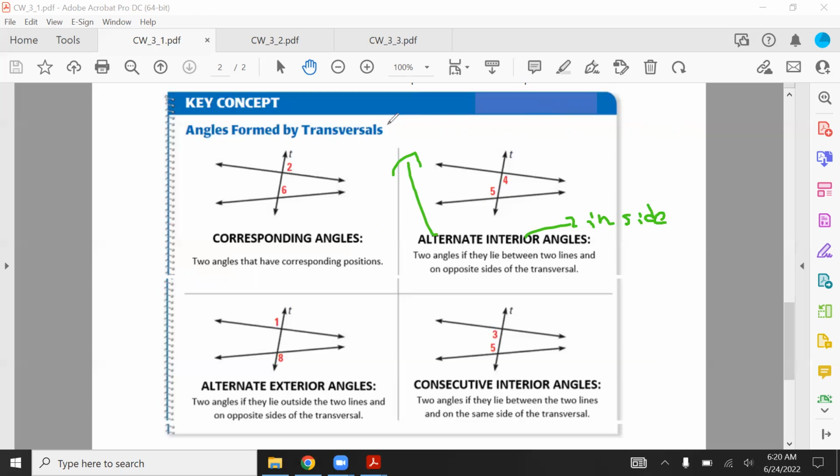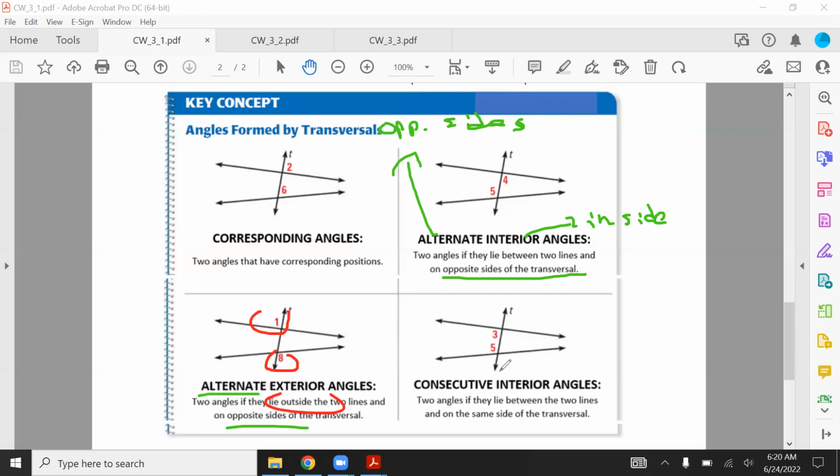So they're basically on opposite sides. So you see 4 and 5 are on opposite sides of the transversal, but they're both inside the two lines. Now, exterior would be the outside, right? Like, for example, if you're painting the exterior of your house, you're painting the outside, the exterior of your car, the outside of your car. So opposite sides again, because they alternate, but they're outside the two lines.